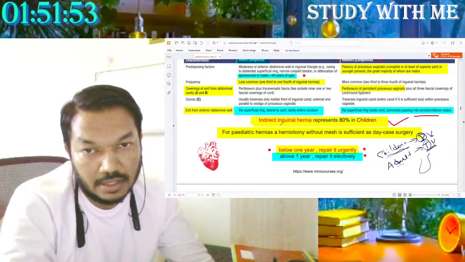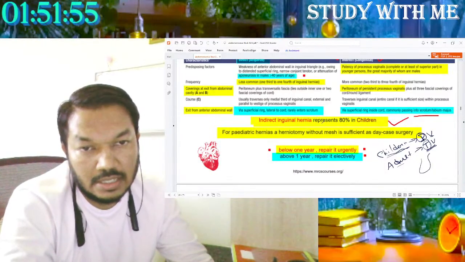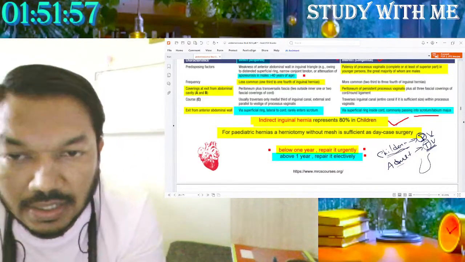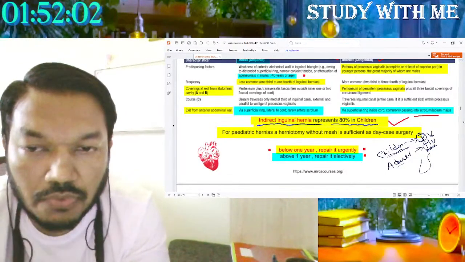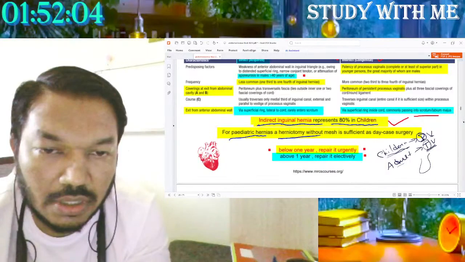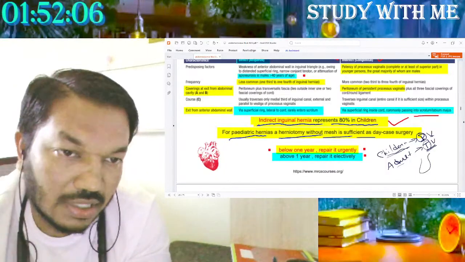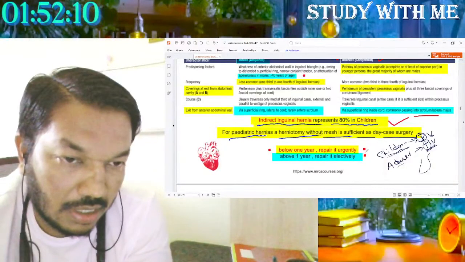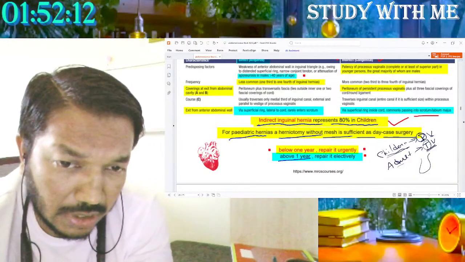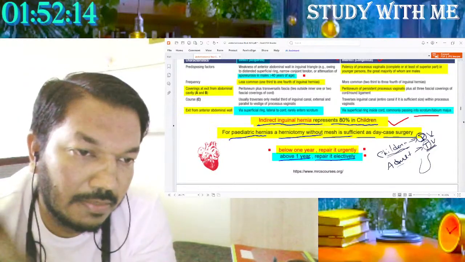Indirect inguinal hernia represents 80% in children. For pediatric hernias, a herniectomy without mesh is sufficient as a surgery. Below 1 year, repair it urgently. Above 1 year, repair it electively.